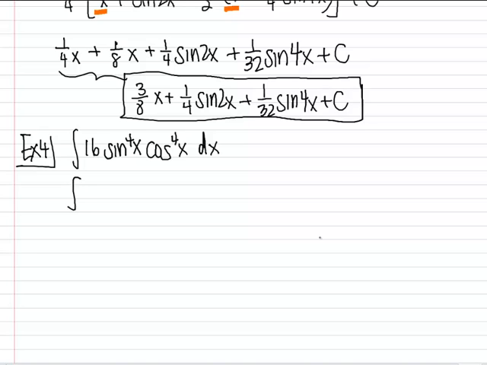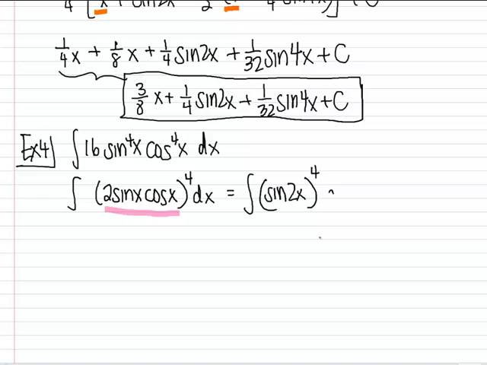Well, you could think of this as 2 sine x cosine x all to the 4th power, right? Because 16 is 2 to the 4th, and all of these are raised to the 4th power as well. And you recognize 2 sine x cosine x? Some of you guys may. That is sine 2x all to the 4th power. So this is now kind of like the previous example where I had cosine to the 4th x. I have a sine to the 4th, but now it's a sine 2x.